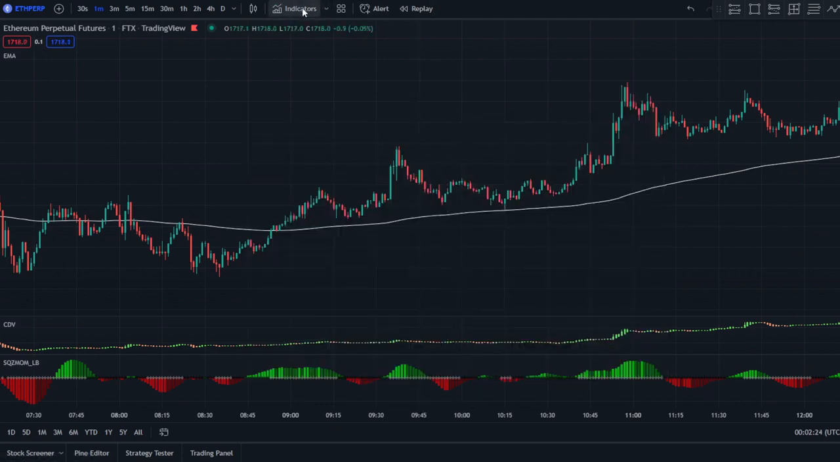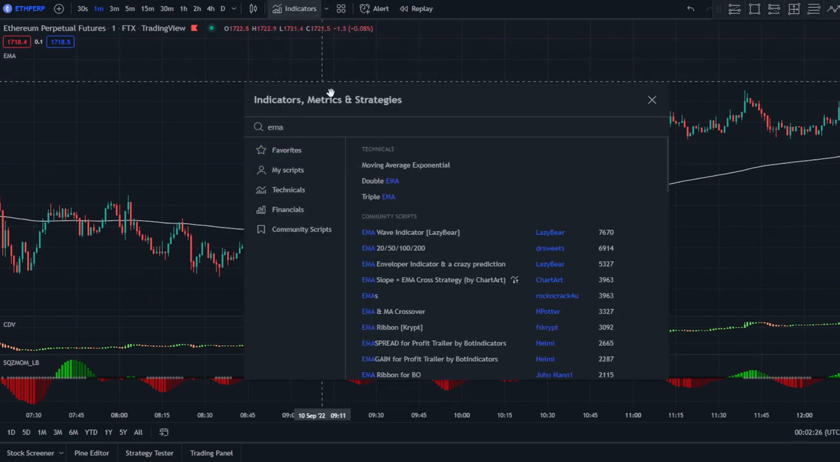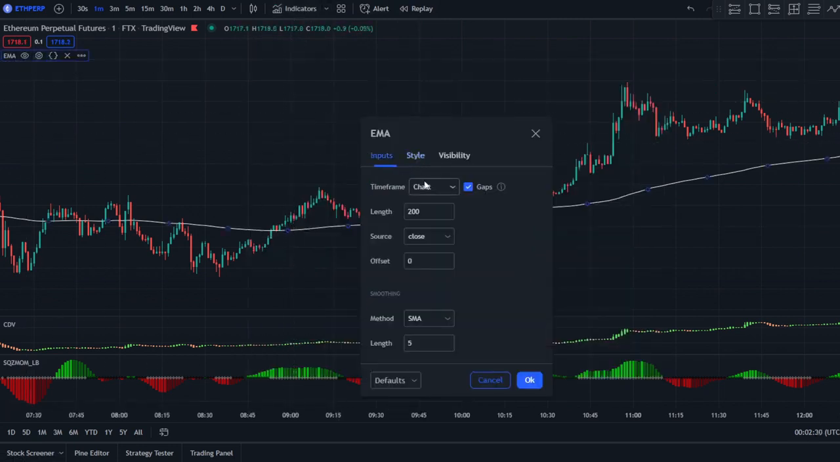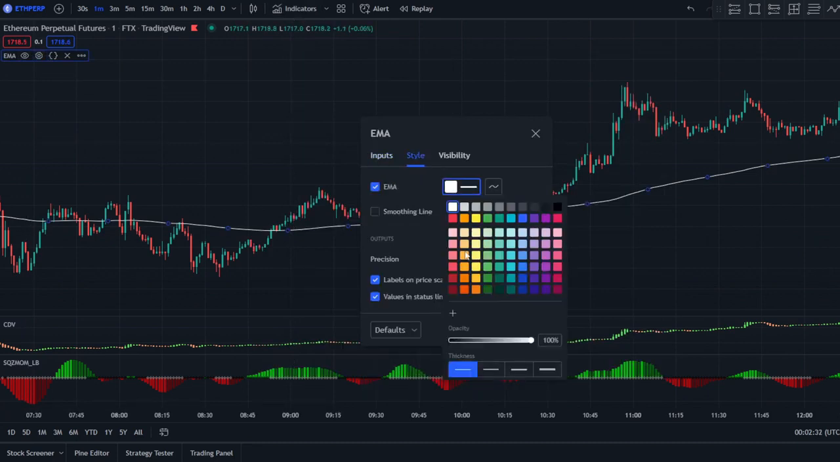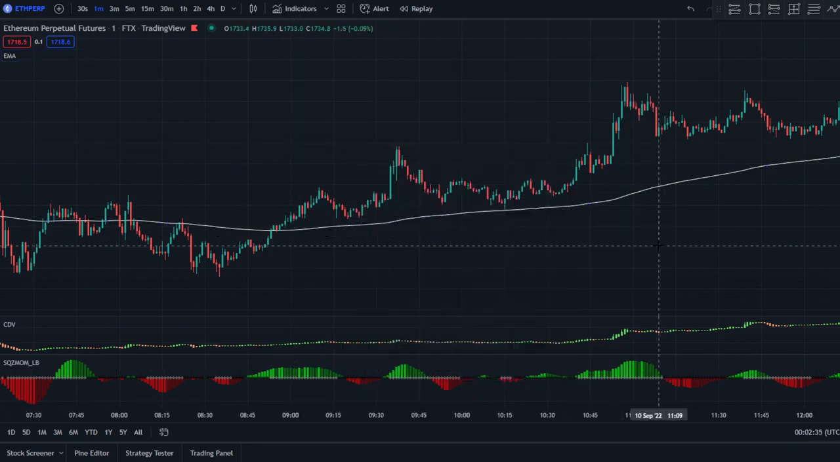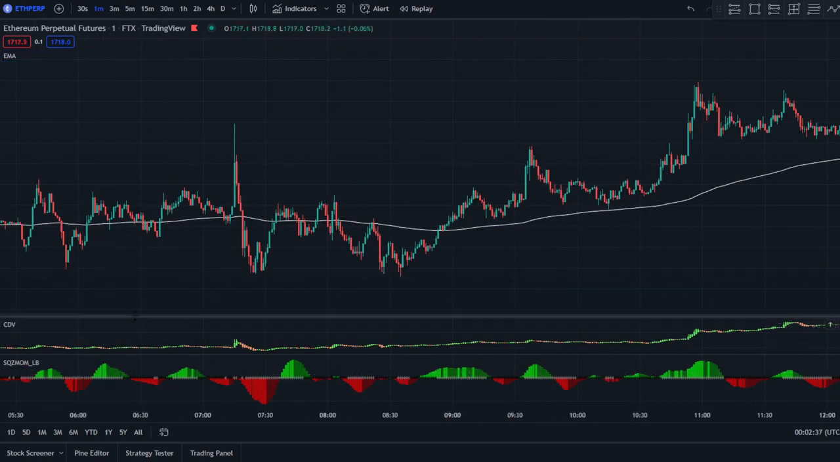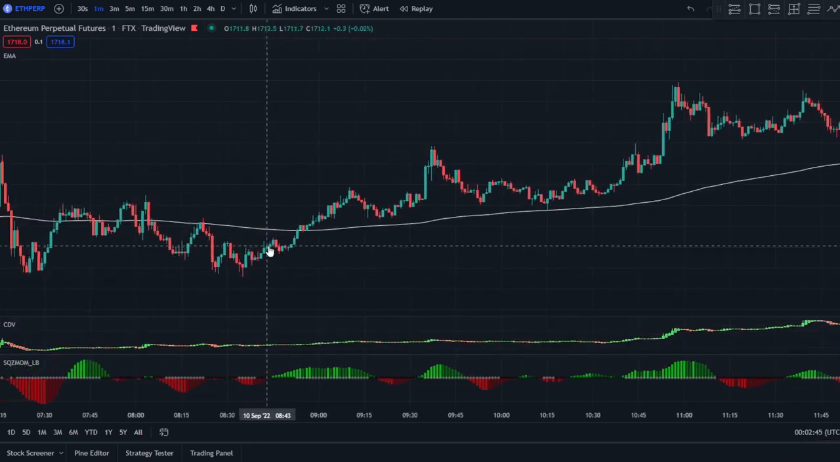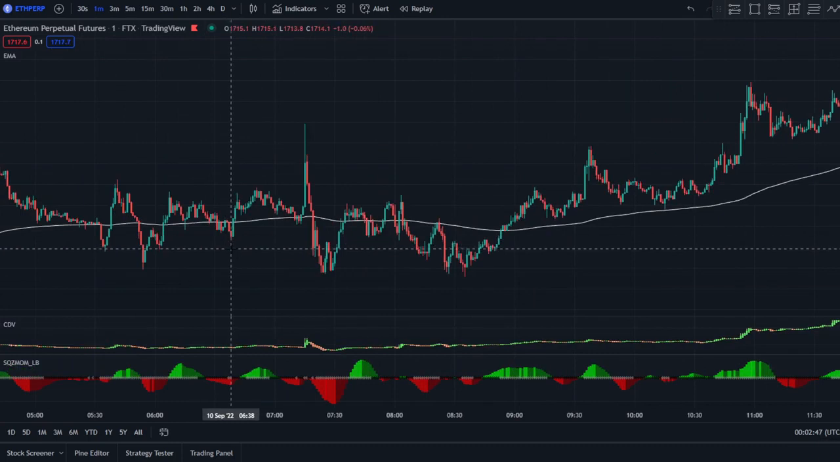Next up you'll have your EMA indicator. For this EMA, just click on EMA and you're going to be changing the settings to 200. For the style you can change it to anything you like, doesn't really matter that much. But for both the indicators, the CDV indicator and the squeeze momentum indicator, both of them will be default settings. So you don't really need to care about the settings there, just use it based on the default.